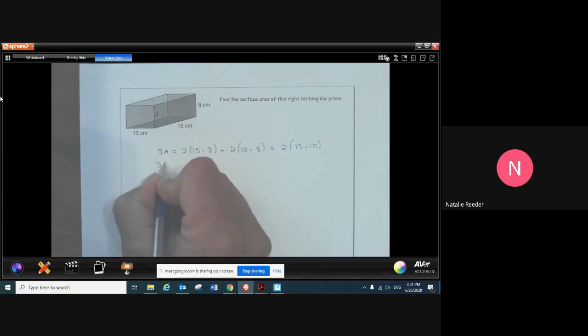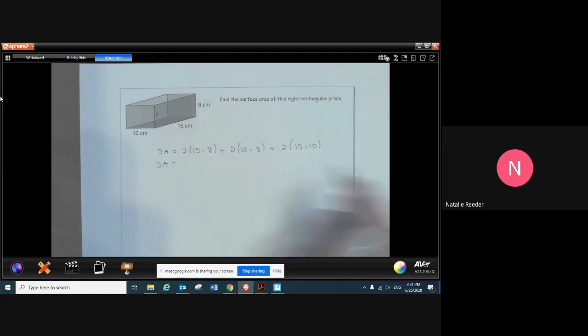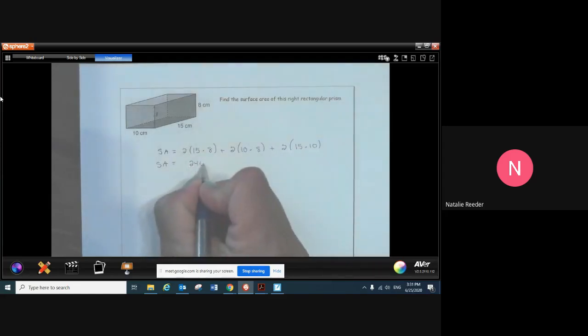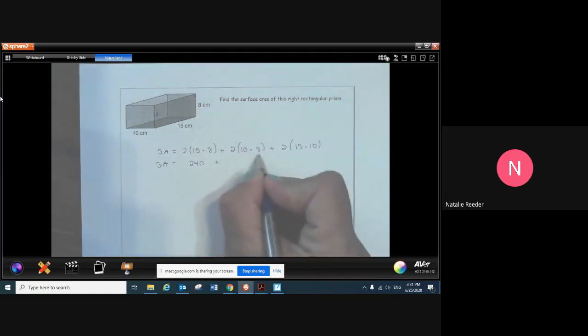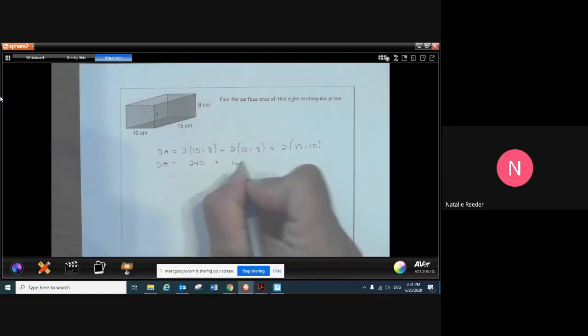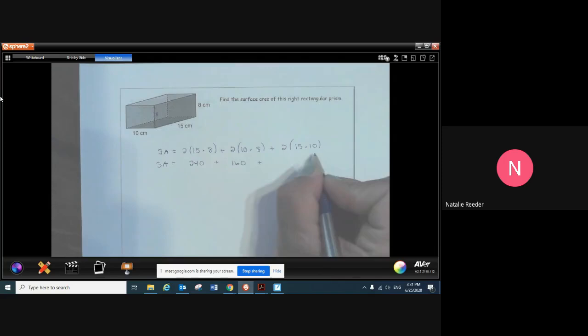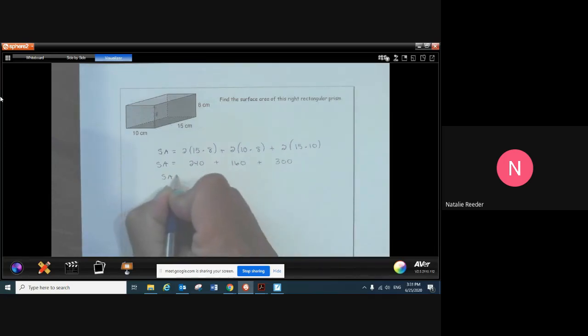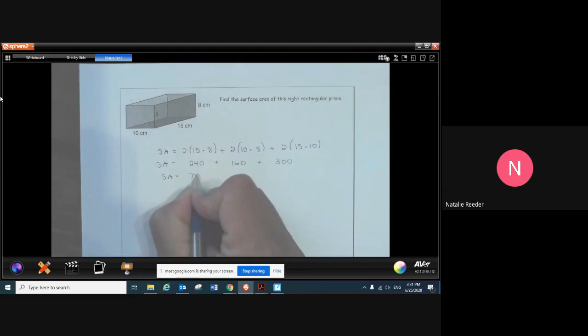Now, remember our BEDMAS rule, so you have to multiply before you add. Now you could plug all of this into your calculator and push equals, and it would give you the right answer. Or we could do it in steps. So if I go 2 times 15 times 8, that gives me 240. 2 times 10 times 8 gives me 160. And 2 times 15 times 10 gives me 300. Now if I add all those together, it gives me 700 centimeters squared.